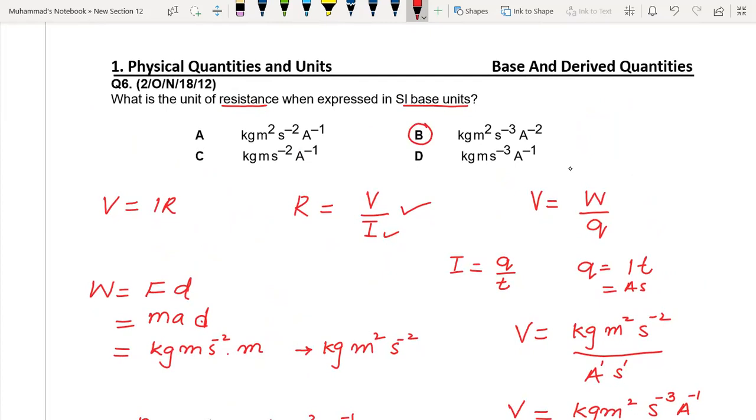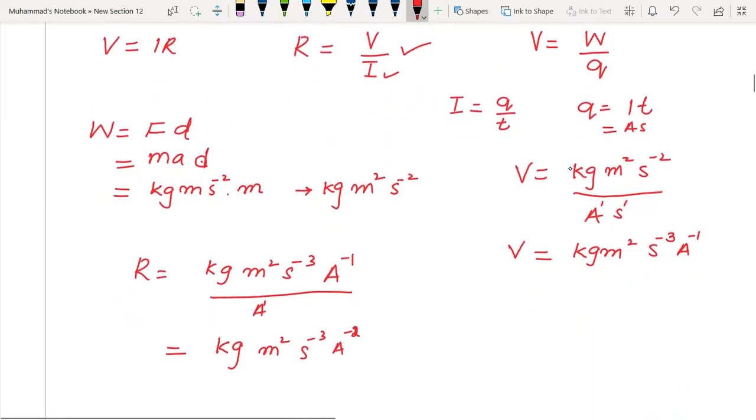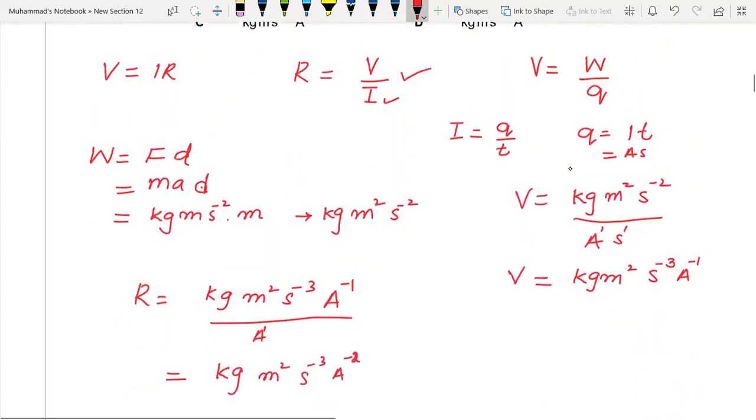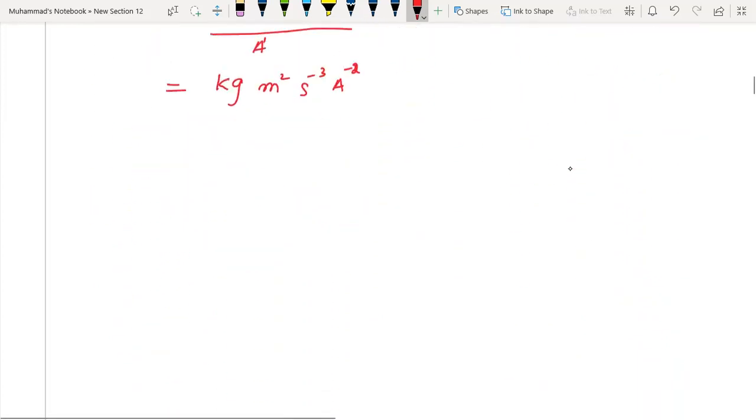This is a little difficult question, but you have to do all the calculations. So that is kg m square s minus 3 A minus 2.